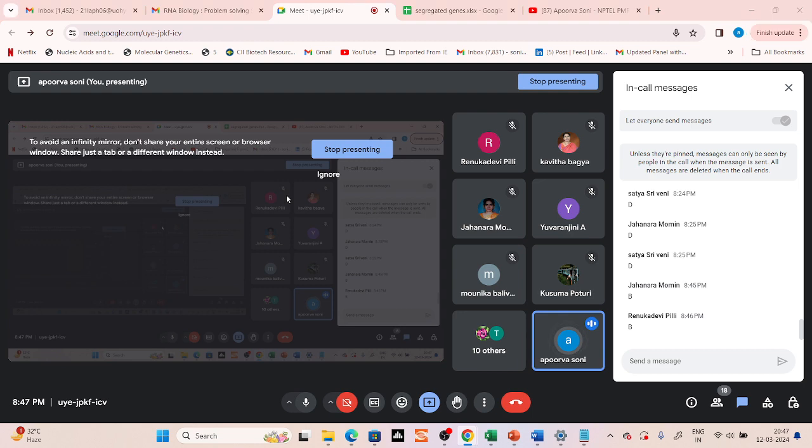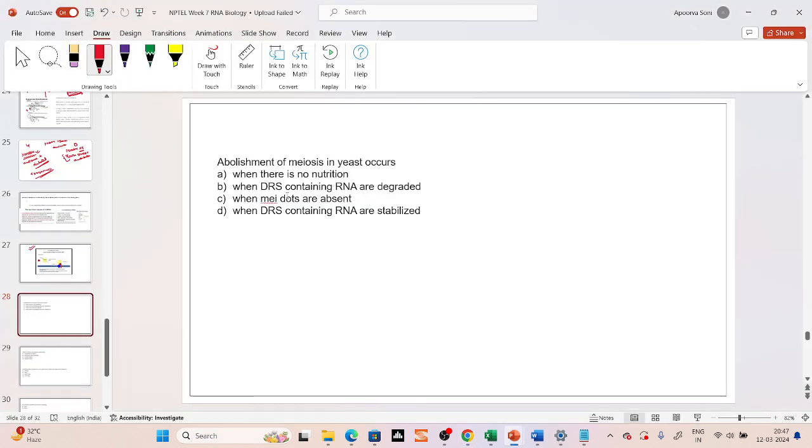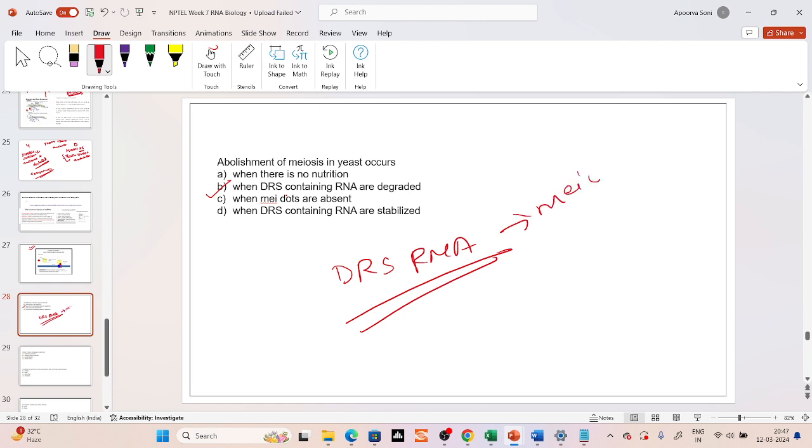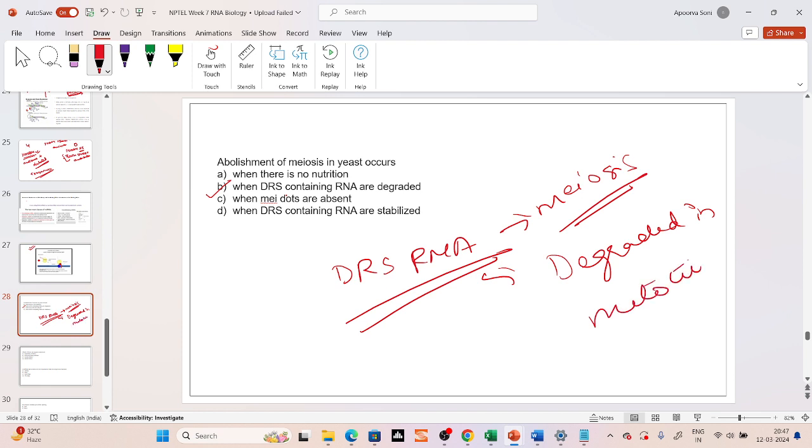Okay, so I have just two answers. Okay, fine. So the correct answer is B only. How? Let's see. For meiosis, we have studied that DRS RNA is responsible for meiosis. And this RNA is degraded in mitotic cells. This is what we have studied. Now, this is responsible for meiosis. So if there is abolishment, what is the meaning of abolishment?